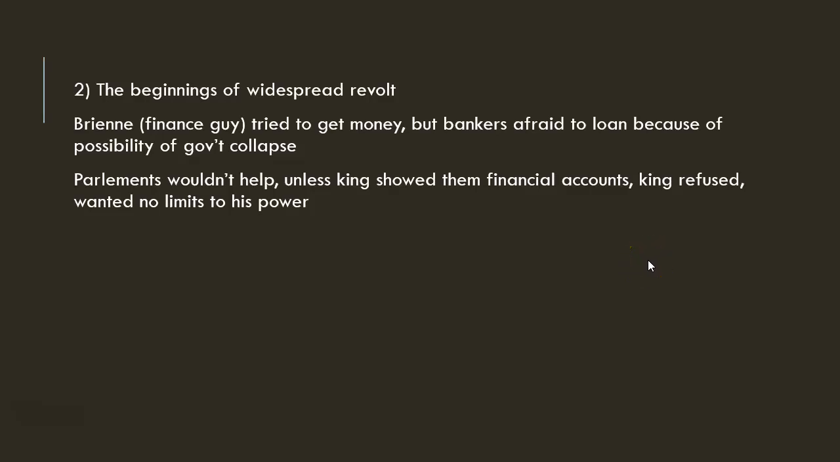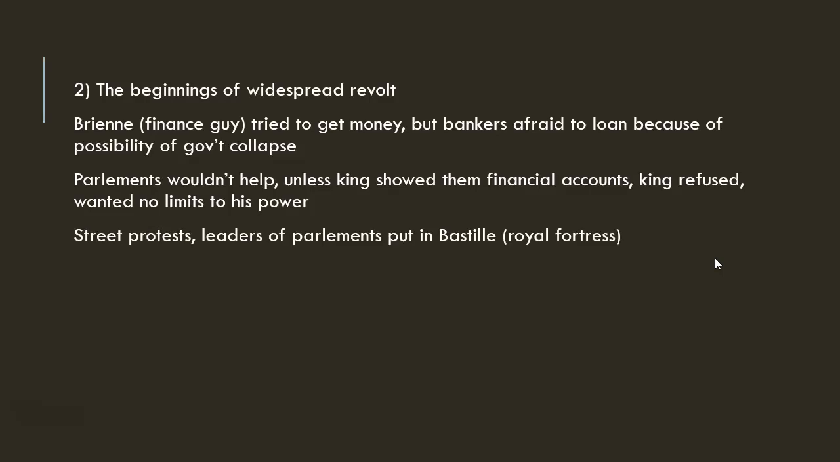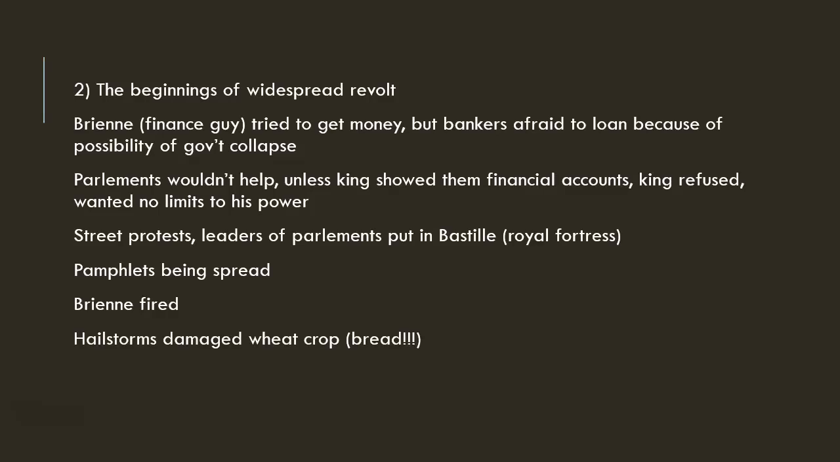Remember, he's the descendant of Louis XIV, who famously said, when they were talking about France being the state, supposedly, "I am the state." Napoleon later on is going to corrupt that. Someone's going to mention the revolution, and Napoleon's going to say, "I am the revolution." So anyway, there's street protests. The leaders of the parliaments were put in the Bastille. We're going to talk about that later on. There's pamphlets being spread. Brienne eventually gets fired.